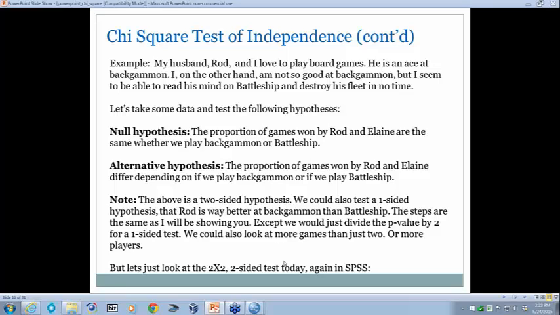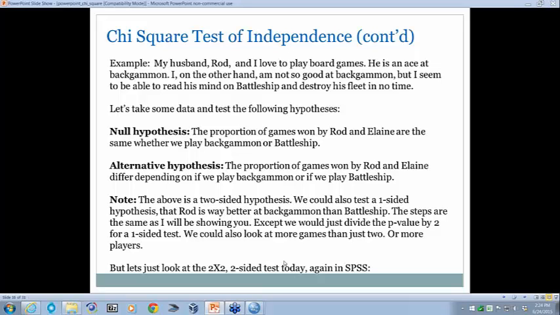So let's look at some data and test some hypotheses. Now, these are all for fun. No official studies were done. I just needed some numbers, and I needed something fun to work with. But it applies. The null hypothesis would be that the proportion of games won by Rod and Elaine are the same, whether we play backgammon or Battleship. The alternative is that there are differences.